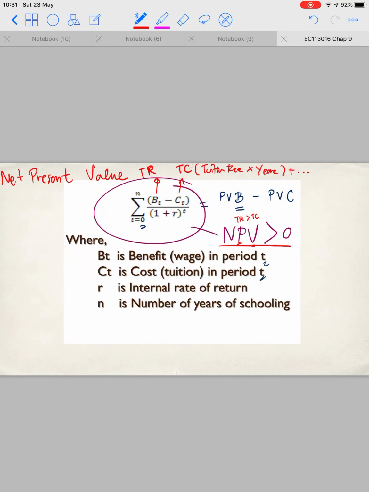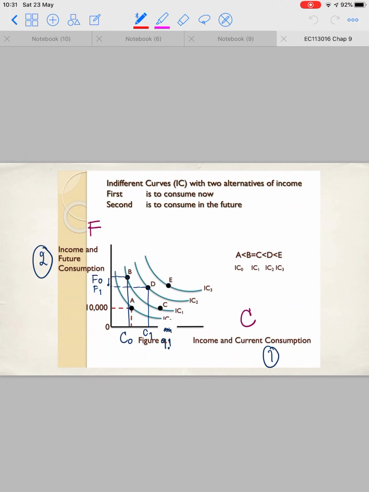Next episode we're going to talk about the indifference curve.